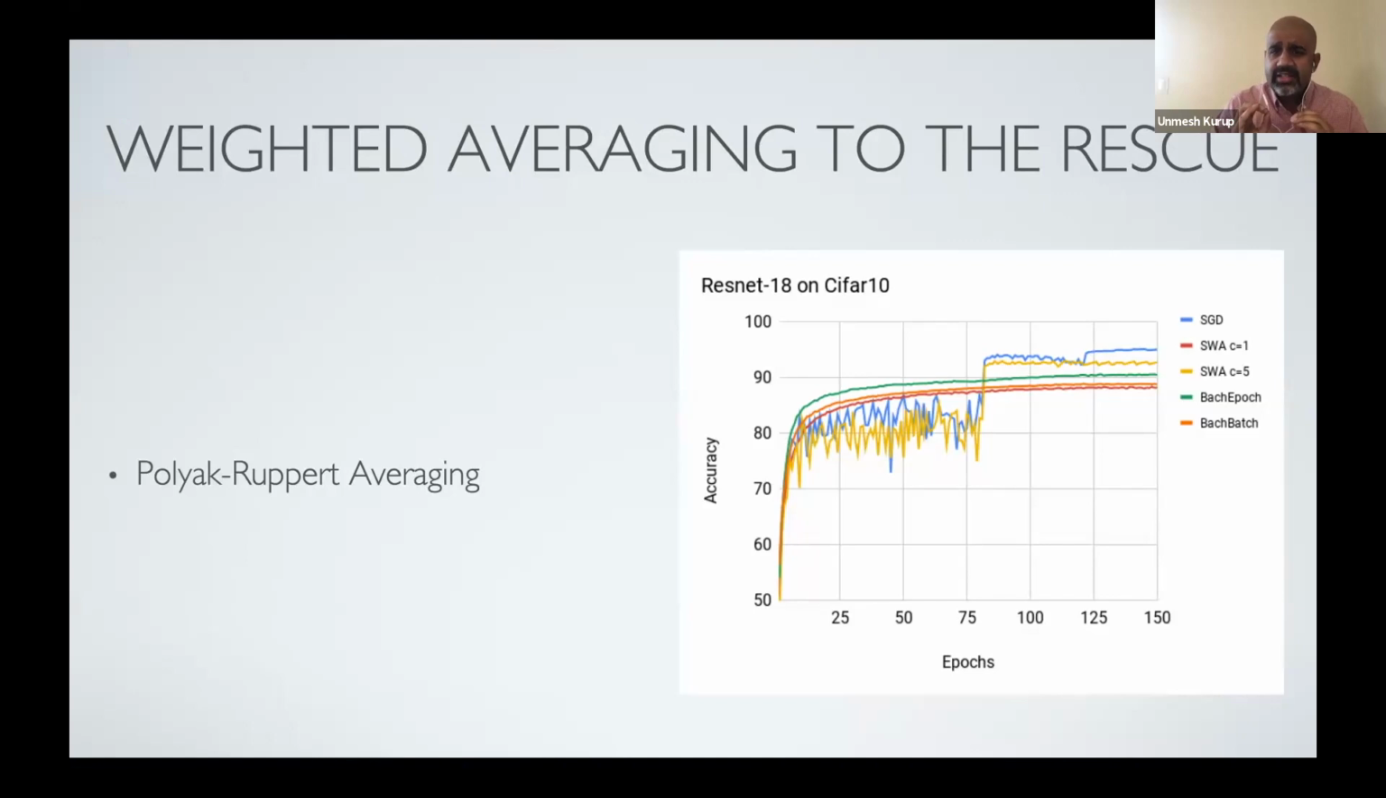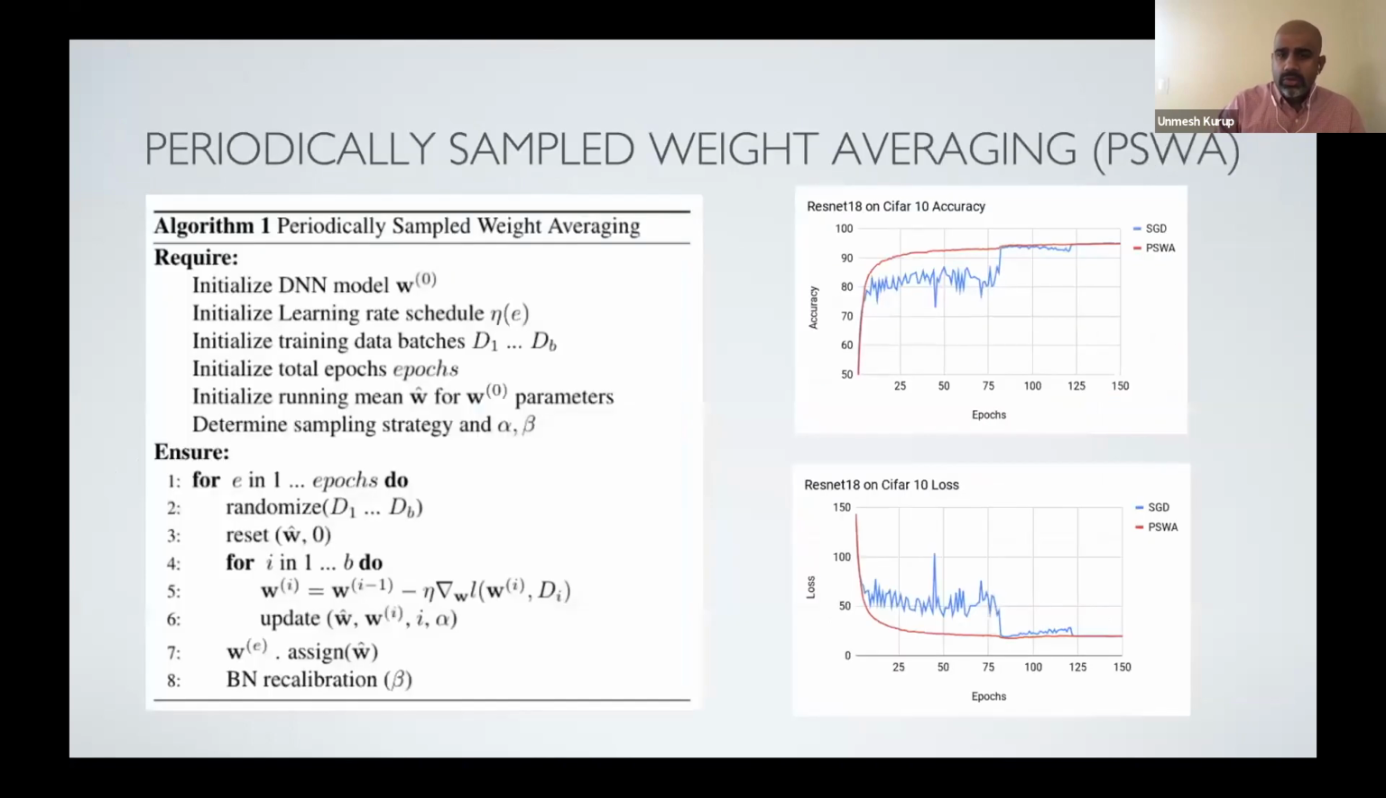But all of these techniques have a disadvantage, and that is that they don't perform as well as SGD. And that is a drawback, because we want techniques that, while they're less volatile and faster to train, are also pretty good in giving us the accuracy that we need. So to handle all of these issues and to make SGD faster, we have come up with a technique called periodically sampled weight averaging, or PSWA.